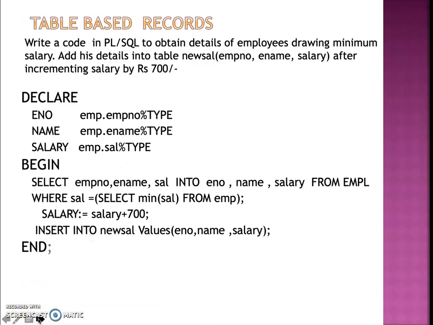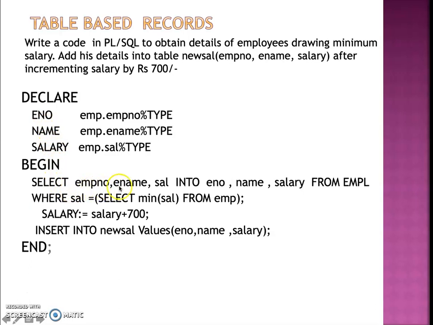The next, in this program, we see we don't want the whole record as a whole, but we want only some of the fields in a record. In that case, we will be using %TYPE. %TYPE will be using a particular field only from a record and store it in the variable.